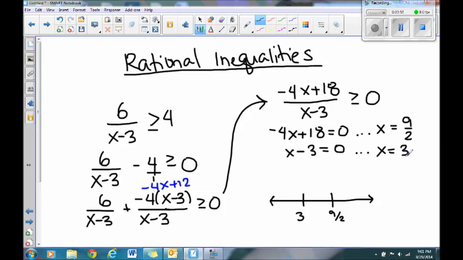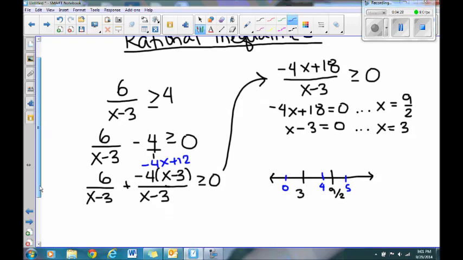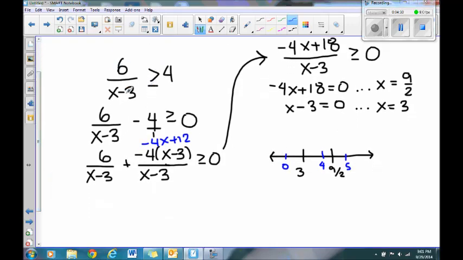It's not always going to be broken into 3 pieces. Occasionally you'll get one that only has 2 with a single key value. Sometimes you'll have 3 or 4 or 5 key values, which breaks it into 4 or 5 or 6 intervals. But just as we did with our quadratics, we're going to pick a number here. I like 0. The number between 3 and 4.5 that probably is going to be nicest to work with is 4. Bigger than 4.5, I'm going to pick 5 for x. And what we do is we take those numbers back to our original inequality, and we find out whether or not they work.